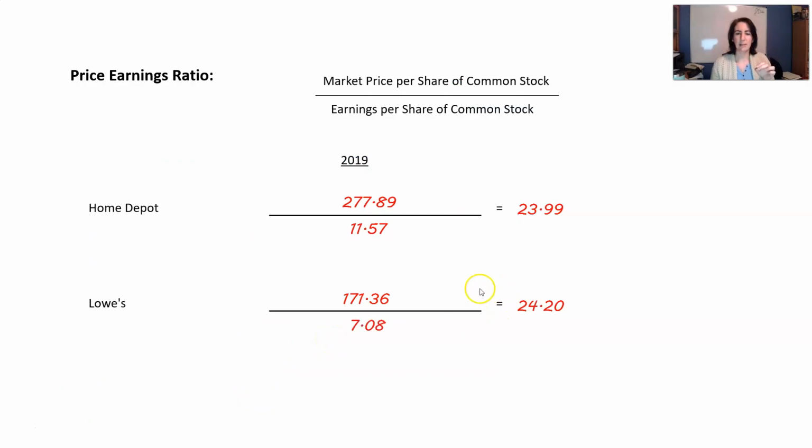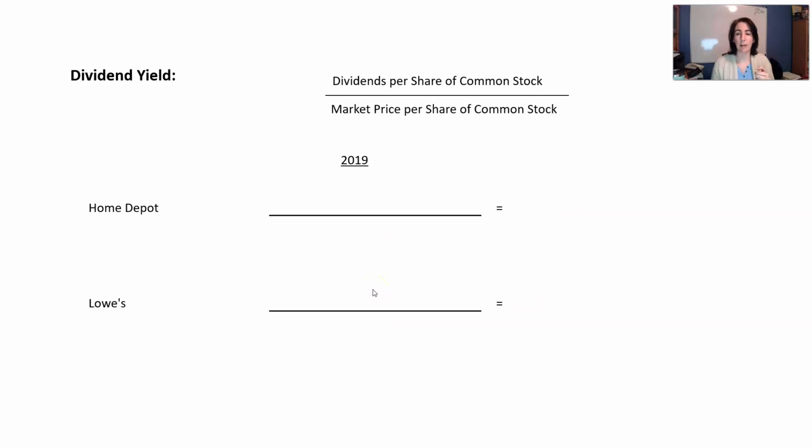So the idea is that Lowe's is actually pretty similar, but you're paying a lot lower price for Lowe's, and they're kind of earning the same amount for every shareholder. So in that way, they're comparable, except that it's a much lower buy-in on the Lowe's, right? It's a much lower buy-in.